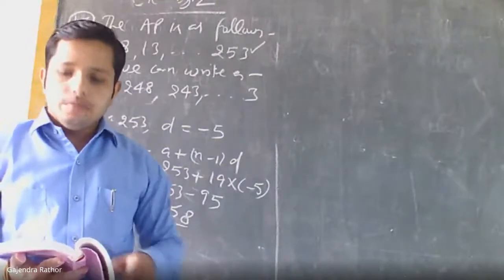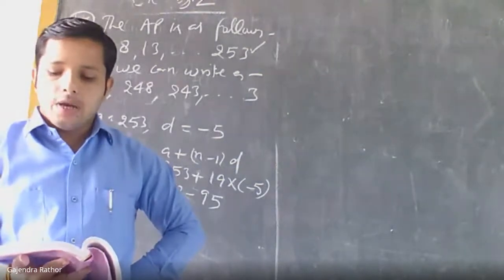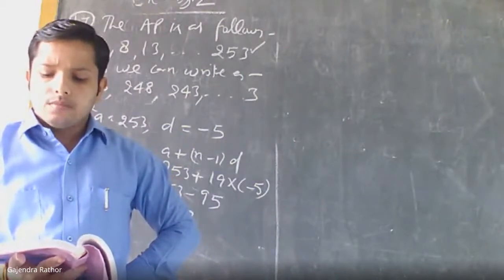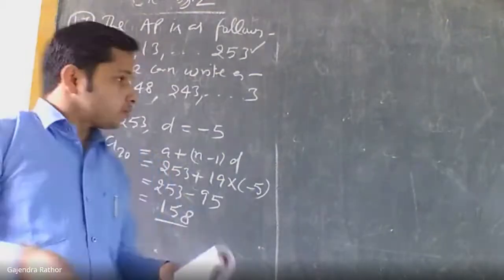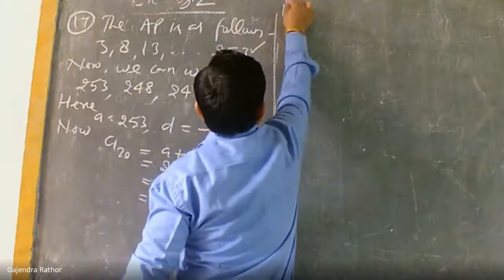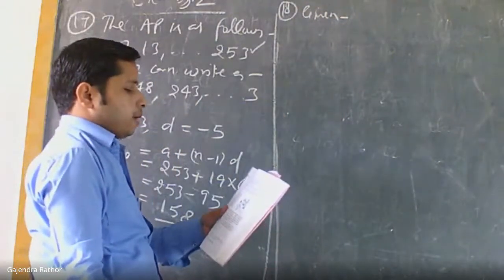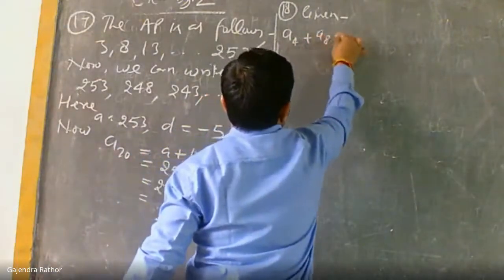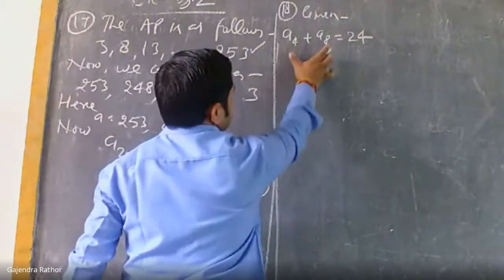Question number 18. The sum of the 4th and 8th terms of an AP is 24, and the sum of the 6th and 10th terms is 44. Find the first three terms of the AP. First, what is given? A4 plus A8 is equal to 24. Let's convert according to the general form.